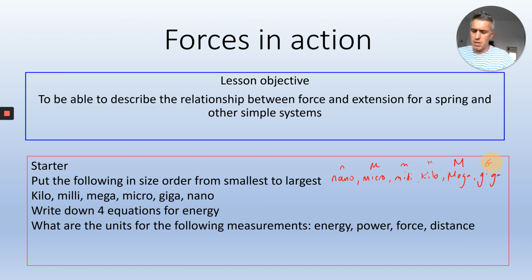4 equations for energy. You can have work done, which is force times distance. You can have gravitational potential energy, GPE, which is mass times gravity times height. You can have kinetic energy, which is half mv squared, KE. And you can have electrical energy, which, let's do power. Energy related to power. Power times time is energy. All of those are energy equations.